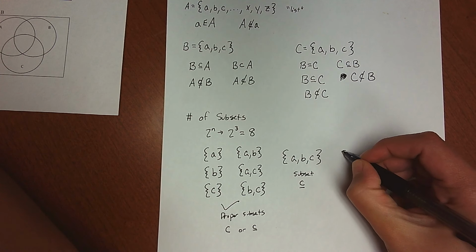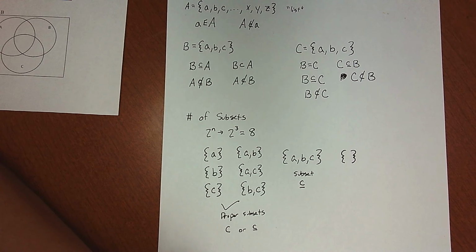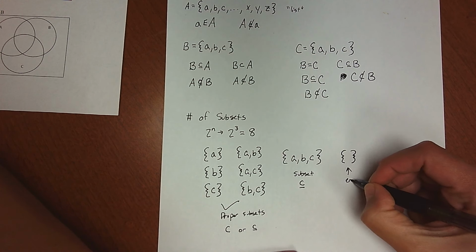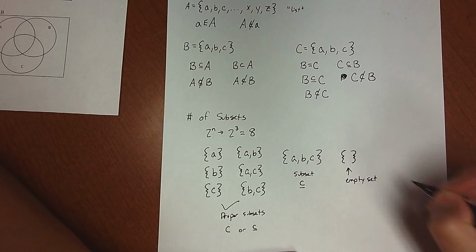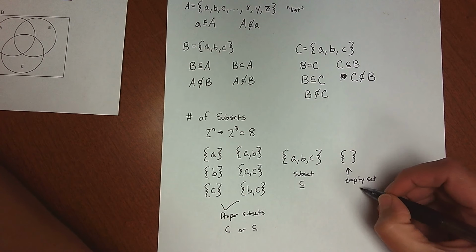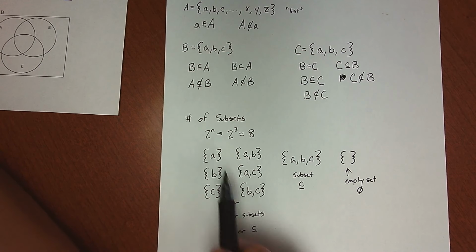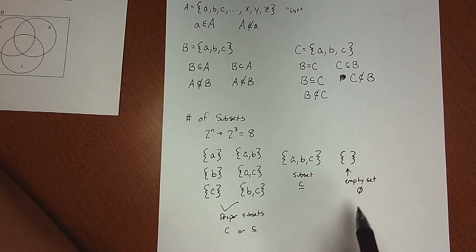The very last subset that you have is going to be a set without any elements in it. That is what's called the empty set. There's a little bit more about that in your notes. You can either write it as braces with nothing in it, or you can also write it with this symbol. It looks like a 0 with a slash through it. And that gets us all 8. The empty set is a subset of any set. All right, let's move on.